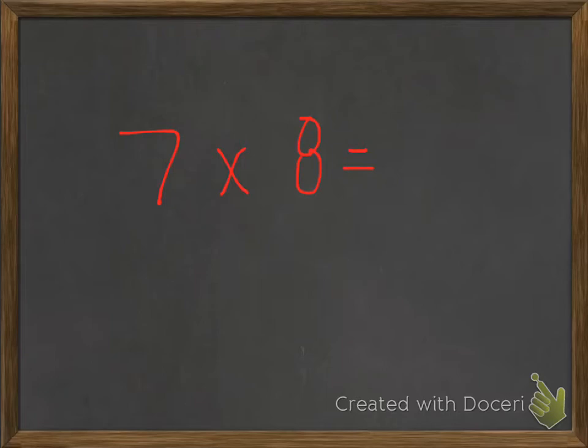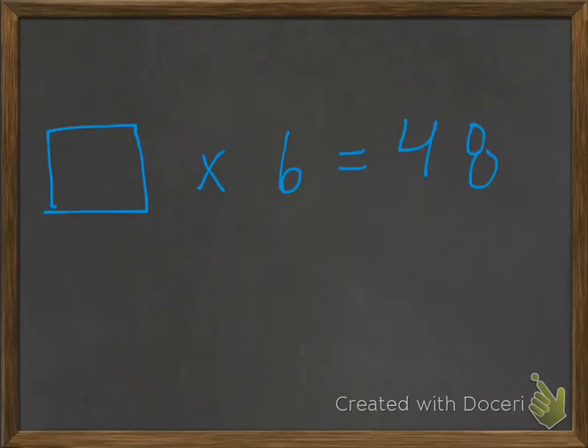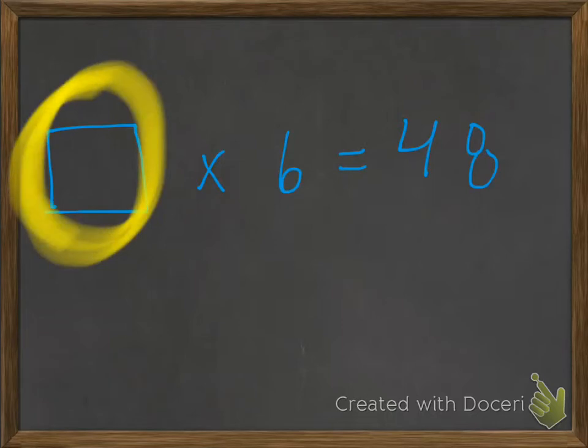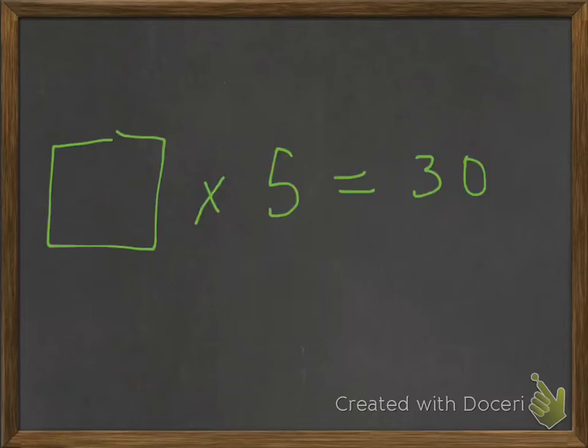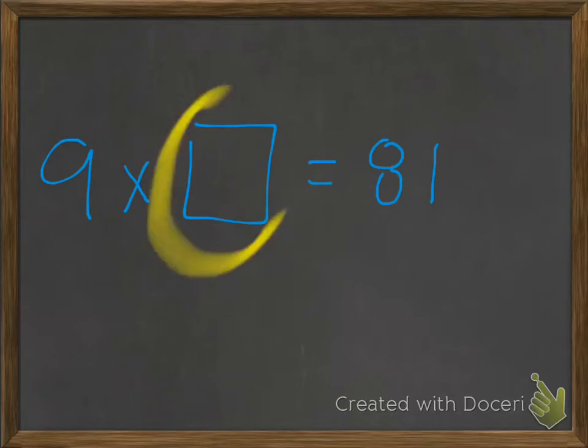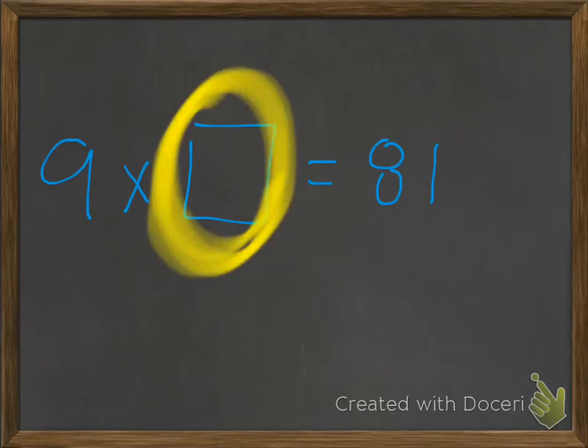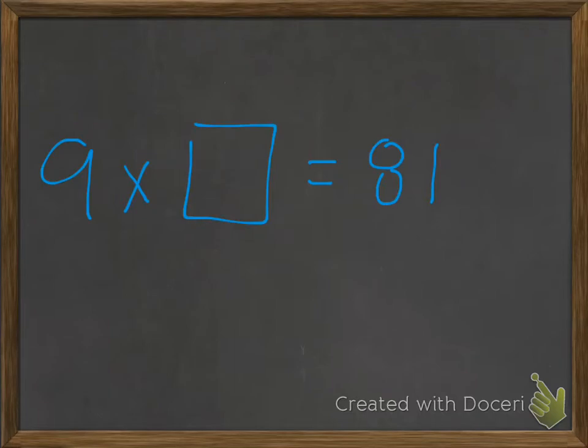Awesome. Go ahead and answer this. 7 times 8. What is it? Beautiful. 4 times 9. What is 4 times 9? Awesome. Now, this is an interesting one. What number times 6 equals 48? What is that missing number? What number times 5 equals 30? Tell me what that missing number is. What number 9 times this missing number equals 81? What is that missing number?